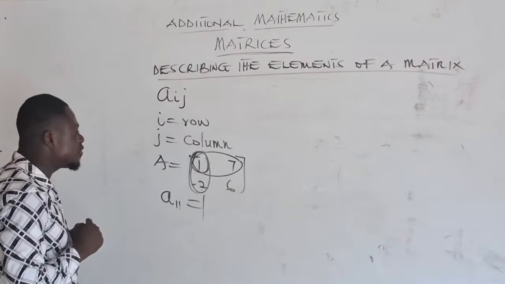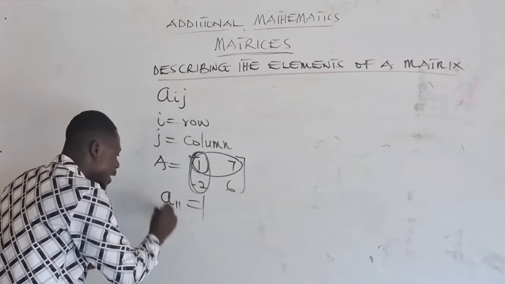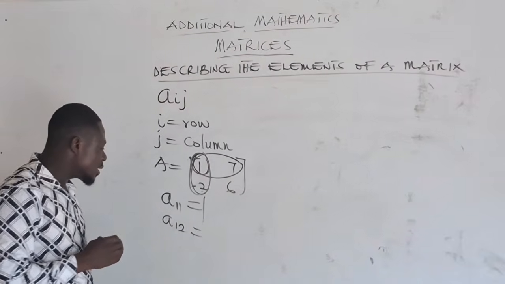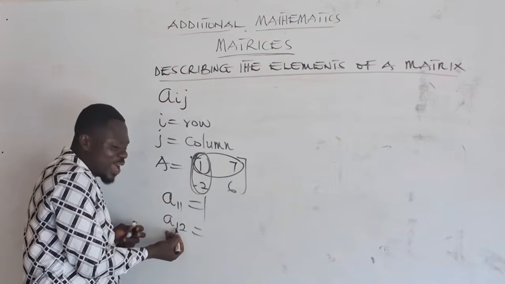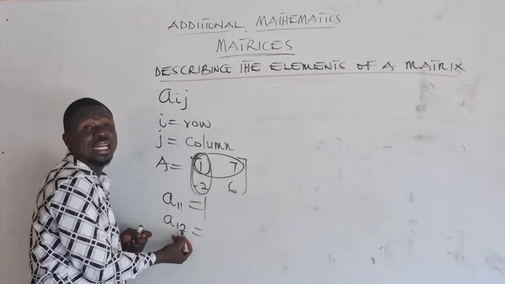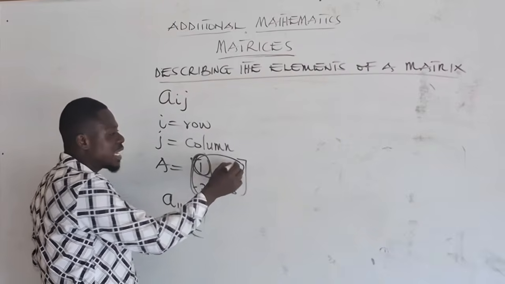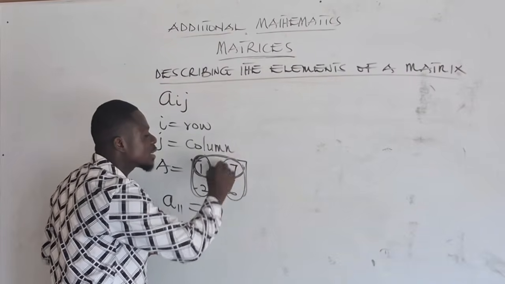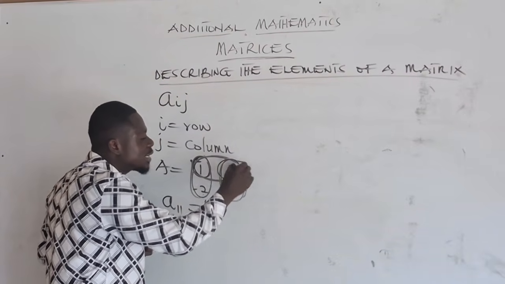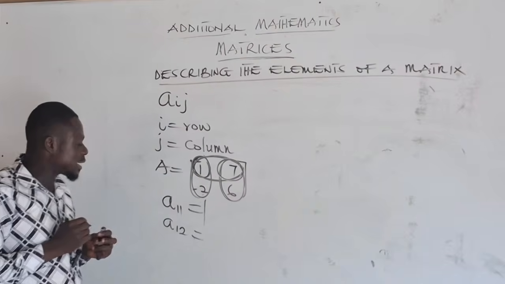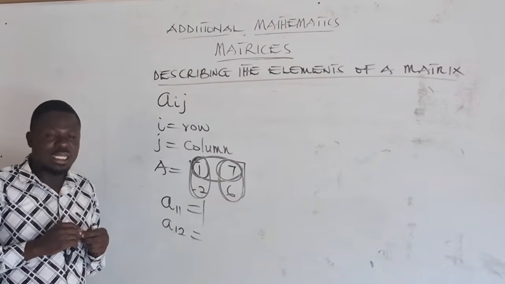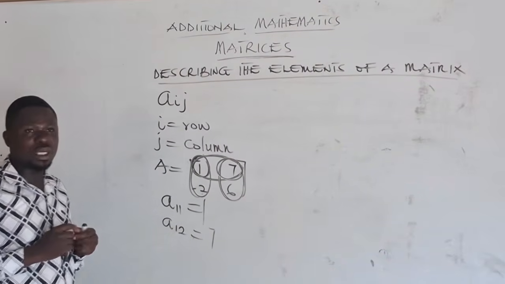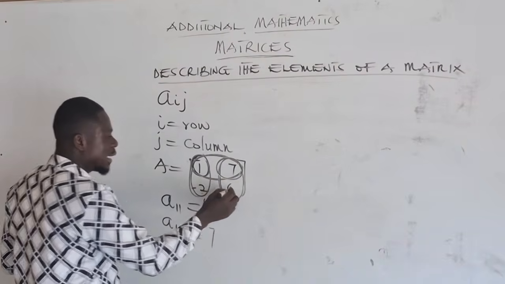Now let's identify A12. A12 means the element in the first row, second column. So we still have our first row as this, but our second column is this. So the point of intersection is here. So it means that our element in the first row, second column is 7. We can do it for the rest.